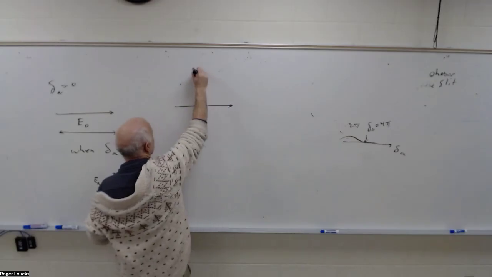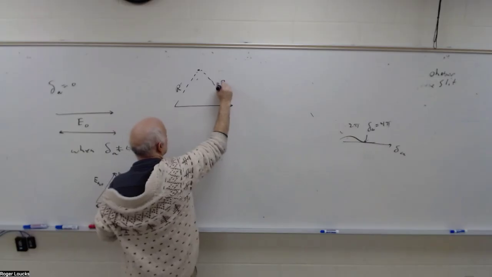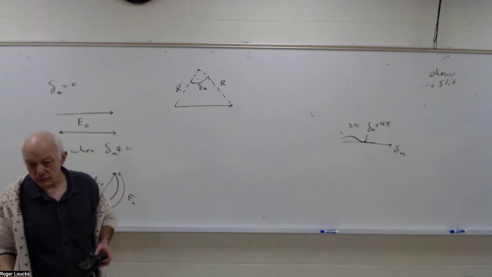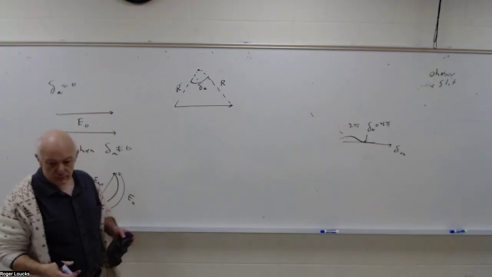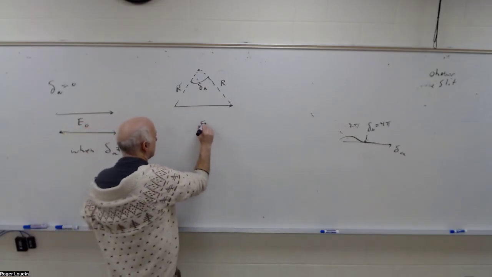Okay, so I can pick some point here. I'm going to say from here to there is a point, and I'm going to say that this is delta A. I can always do that. I can pick some point there, make that delta A. Fine. Divide the triangle.